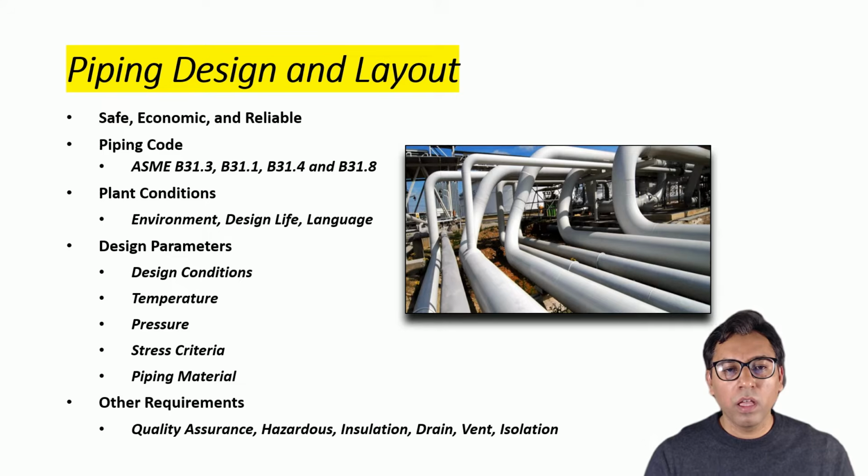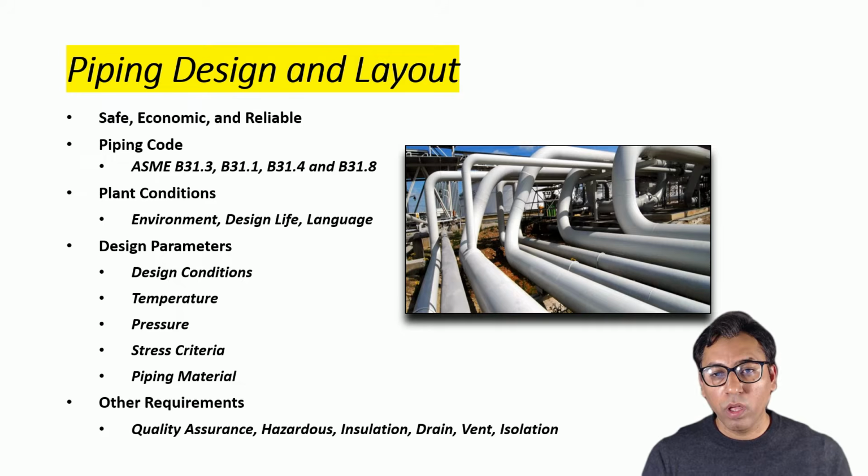First of all, to design any piping and layout, we need to decide what piping code to use, which should follow local and client needs and their expectations. For example, ASME B31.3 process piping code, which is the most commonly used code for piping.